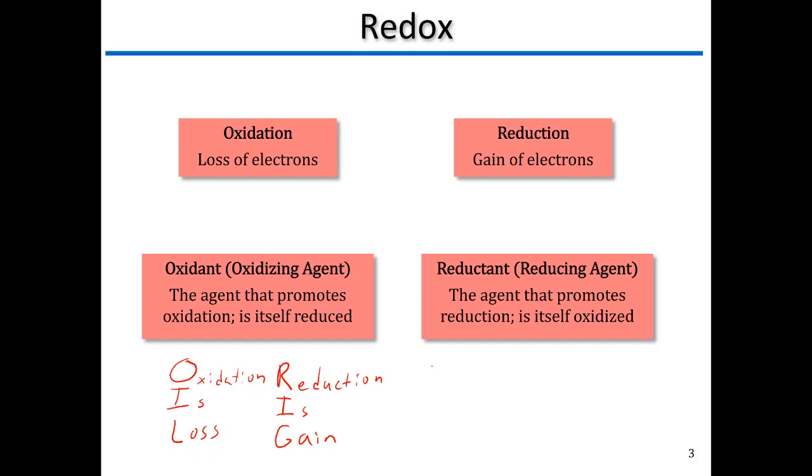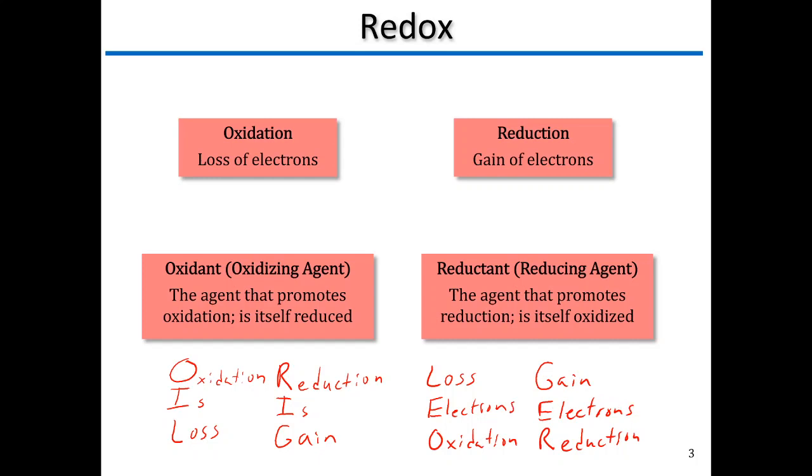And the other one I know is this one, LEO the lion says GER. LEO: losing of electrons is oxidation, and GER: the gain of electrons is reduction. Okay, so those are the two that I know.